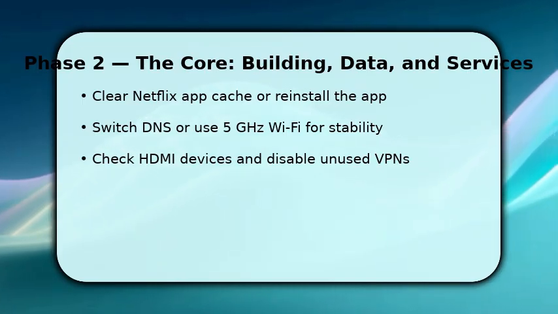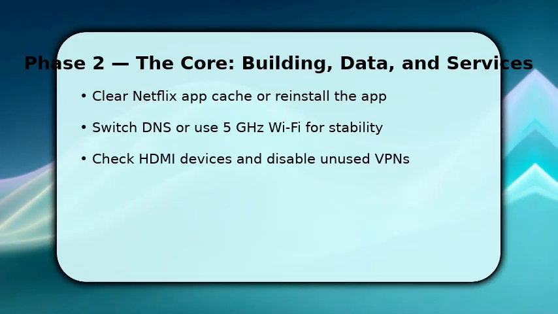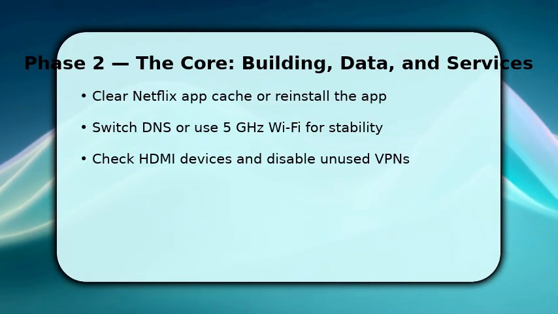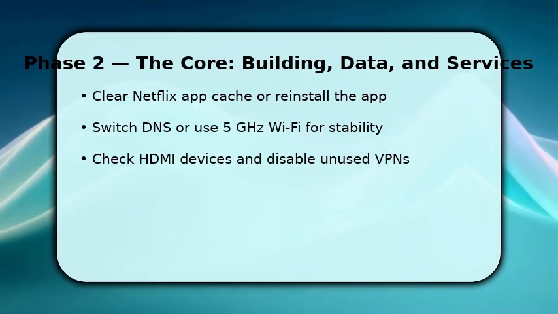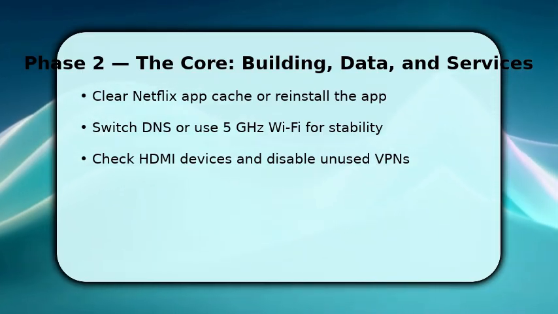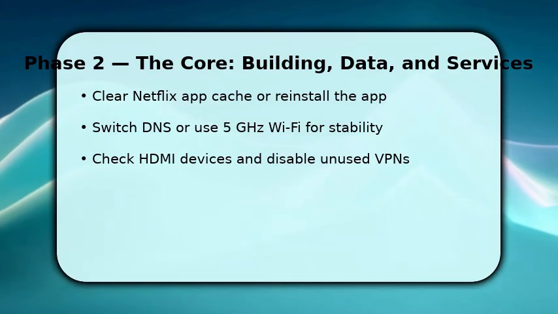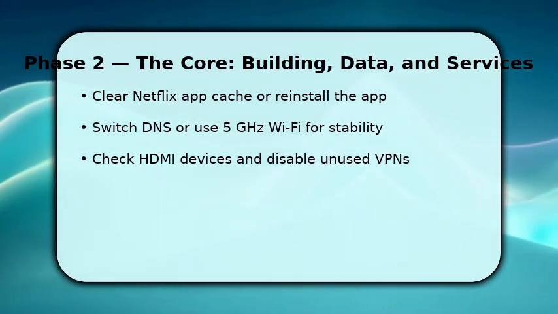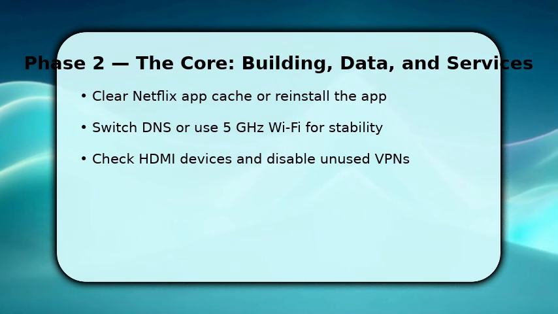At the same time, make sure your TV uses the best connection. Switch to 5 GHz Wi-Fi if available, or change DNS settings to a reliable provider to reduce lookup failures. Verify no VPN or proxy is active on your network, because Netflix blocks those. Also disconnect HDMI devices that may hijack output or cause HD issues.